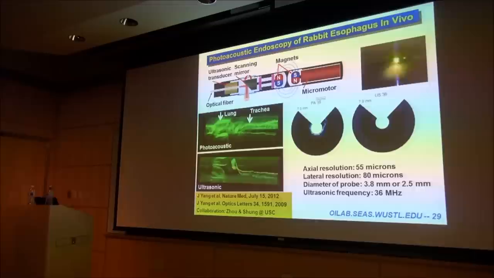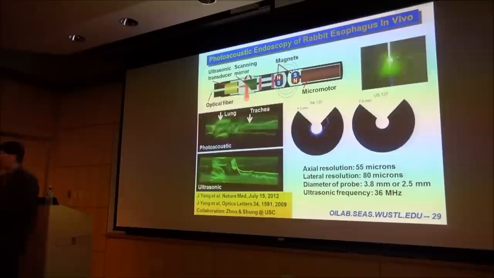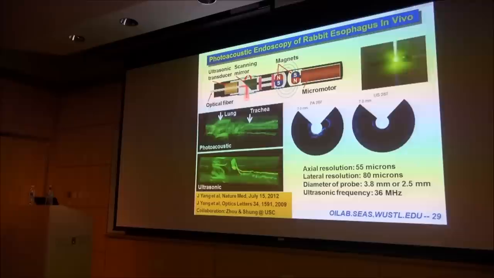We miniaturize the probe for endoscopic applications. This is the first 3D photoacoustic endoscope. You deliver the light through this optical fiber. Light is reflected by this mirror surface toward a tissue. Some of the photoacoustic wave will come back and reflect off the mirror surface toward this ultrasound transducer.